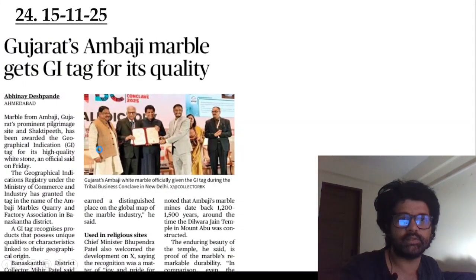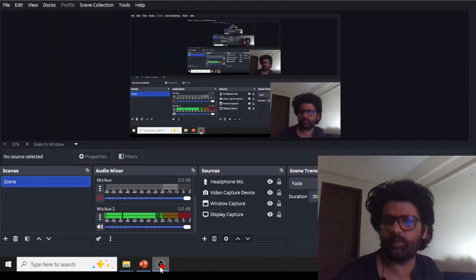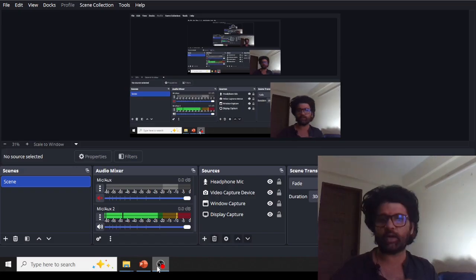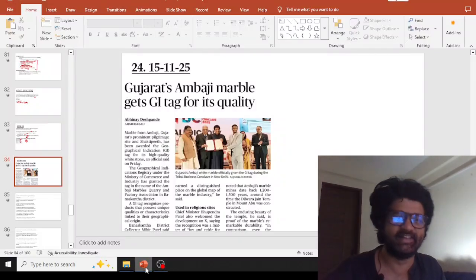Again, similar type of articles, GI tag related. So keep it in mind. So I clubbed them together. Oh my God, we started in the afternoon, and it's night now. So Gujarat Ambaji's marble gets GI tag for its quality.